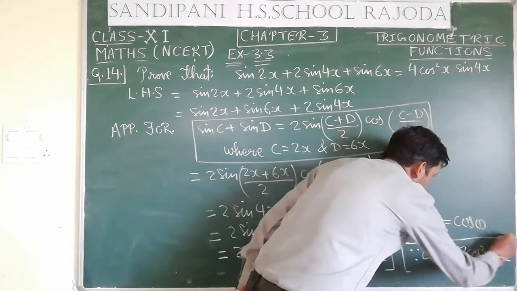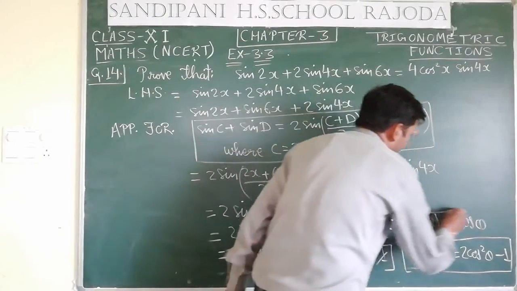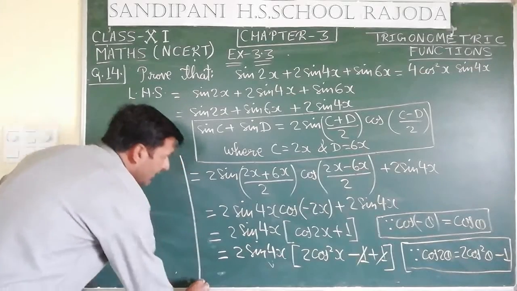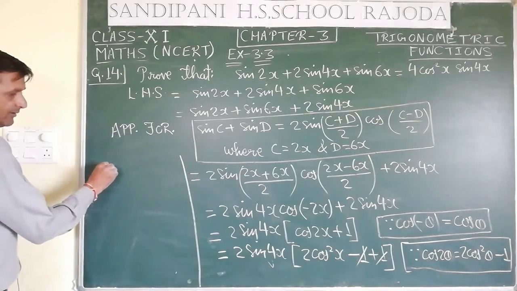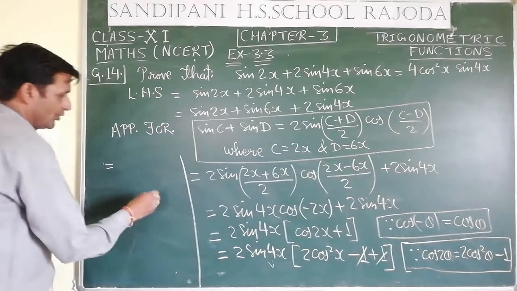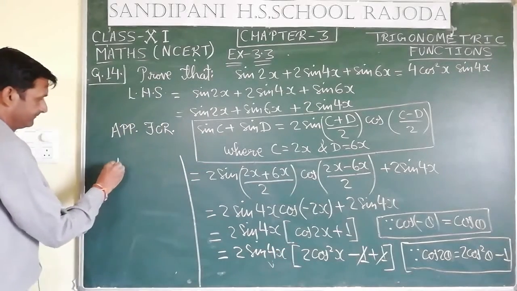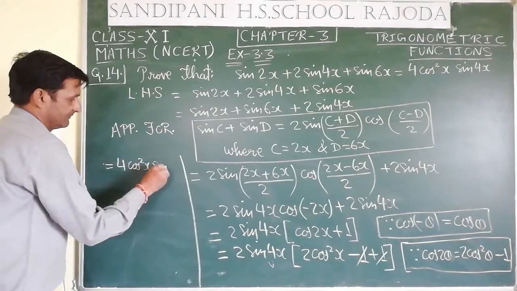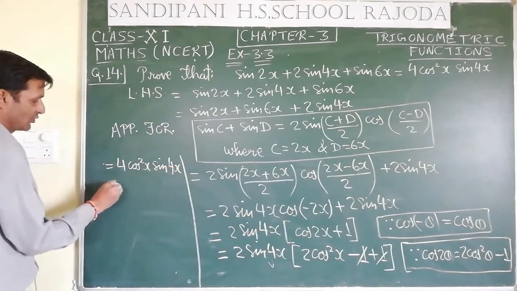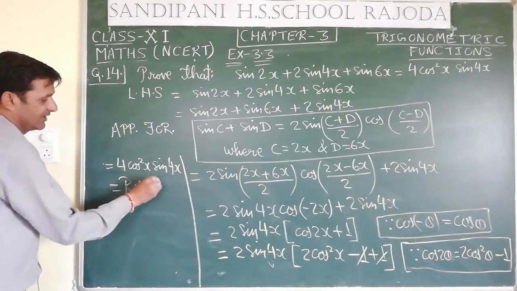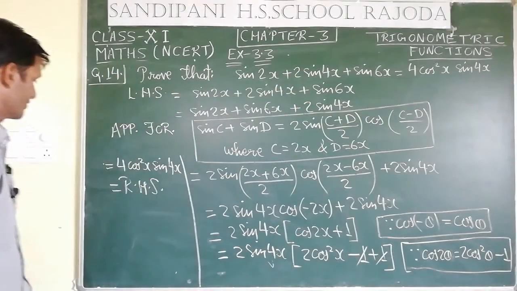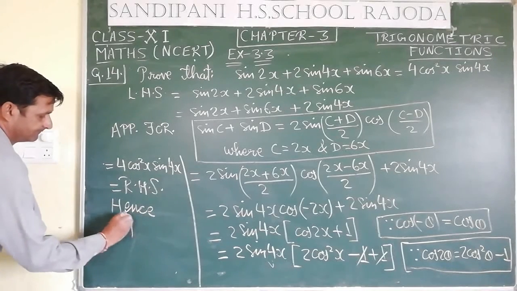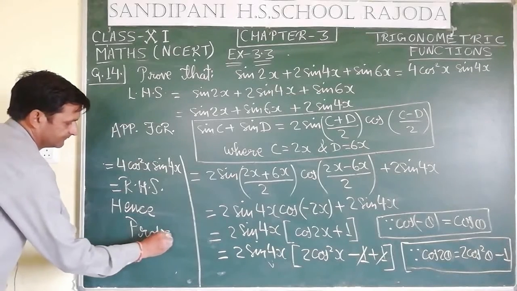This is the applied formula here. So now it will be 2 into 2, 4 cos square x sin 4x. This is only our RHS. See, this is only our RHS. So we may write here now, hence proved. So, this question is done.